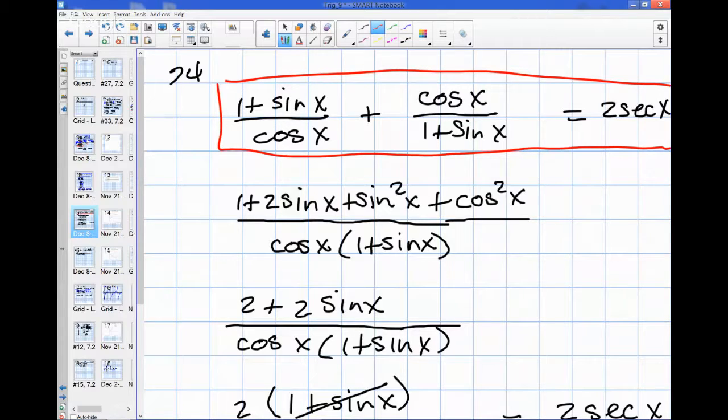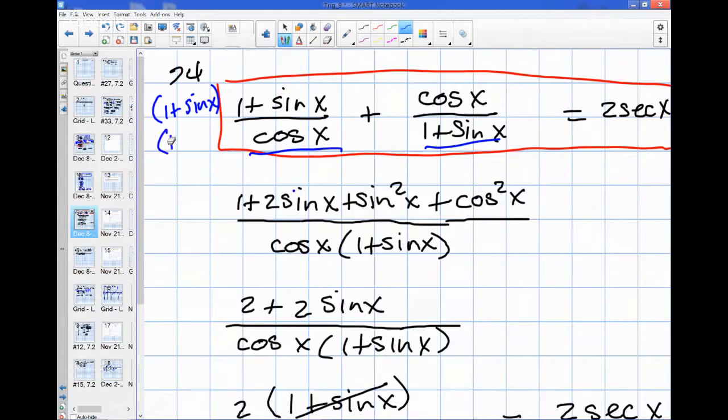Well, the only way I could combine these two fractions that are being added is if I had a common denominator, right? So now let me change colors. How can we get a common denominator? Well, isn't the common denominator just the product of these two things? I've got a cosine, I've got a 1 plus sine, so the left fraction needs a 1 plus sine, and the right fraction needs a cosine. We've done this many times before, not with trig things. How can I get an extra 1 plus sine on the left? We can multiply top and bottom by 1 plus sine x.